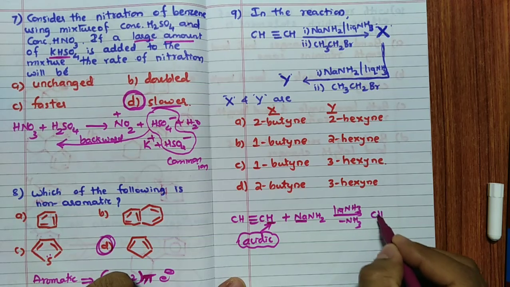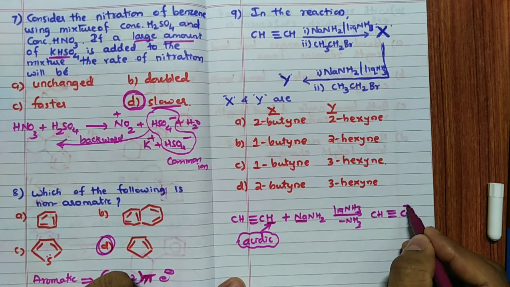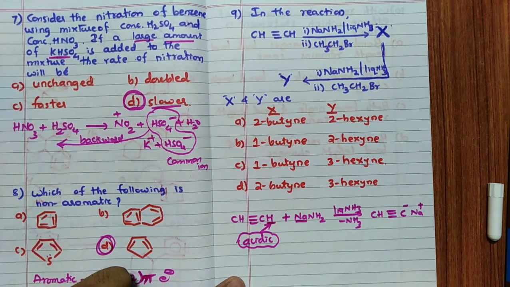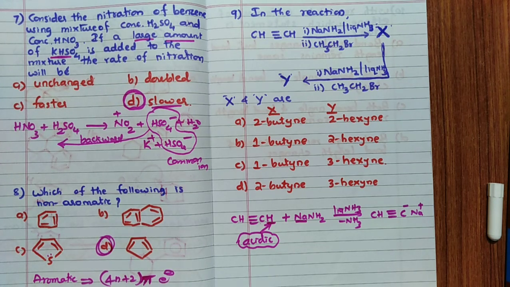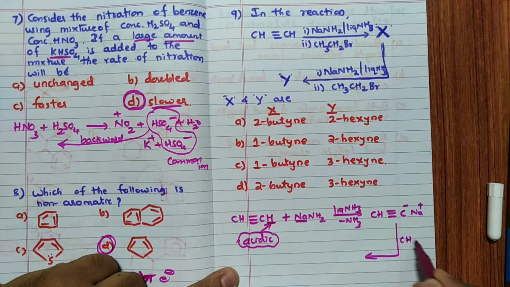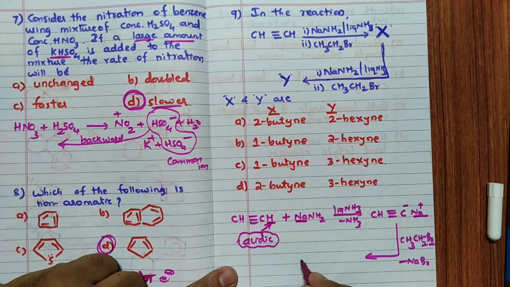Now what product is formed? CH triple bond C minus Na plus. This is formed. After this, the reaction continues. Next, CH3CH2Br. When it reacts with CH3CH2Br, this Na and this Br form NaBr, so that this CH2 attaches to this carbon. So what is the product formed? CH triple bond C, and this CH2CH3 is formed.